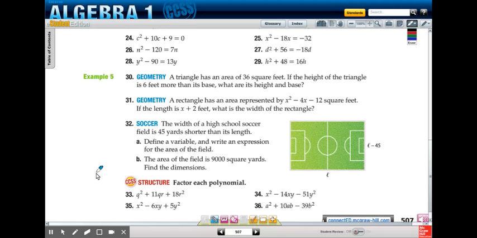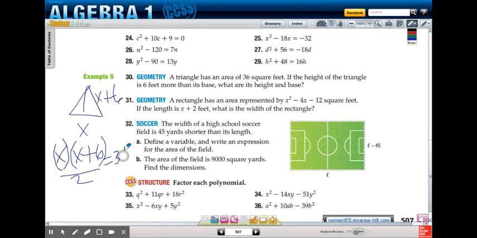30. A triangle has an area of 36 square feet. If the height of the triangle is 6 feet more than its base, so the height, great, is x plus 6. What are its height and base? So what they're saying is the area is 36, and the area of a triangle is base times height divided by 2, right? Okay, so base times the height divided by 2 equals 36, right?